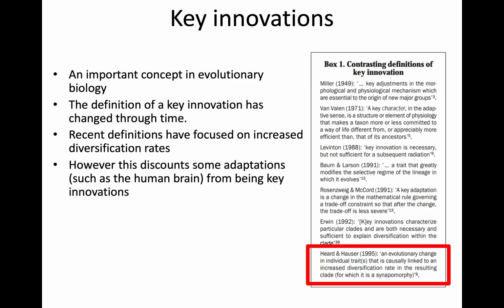That means that some things that are super duper useful are not, according to this definition, thought to be key innovations. And a good example of this is the size of the human brain. Our brains are supposedly useful, probably the key behind our dominance on the Earth, but it has not led to the evolution of very many different human species. So in that sense, it is not a key innovation because it has not promoted elevated diversification rates in us.